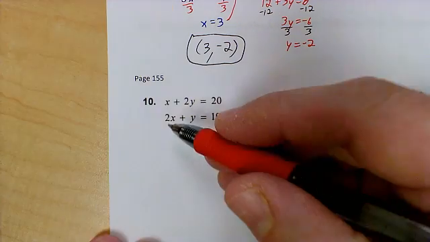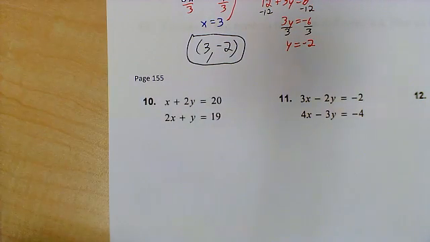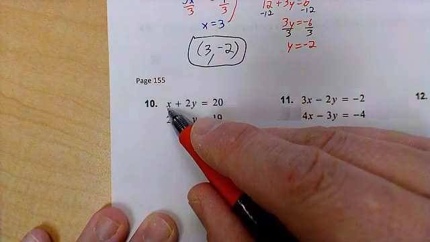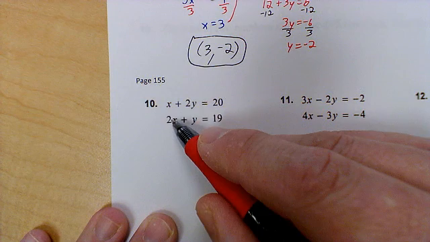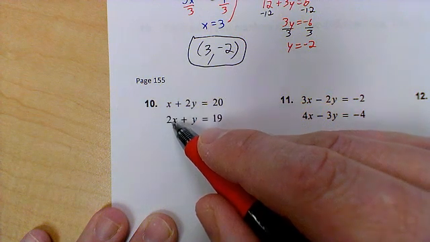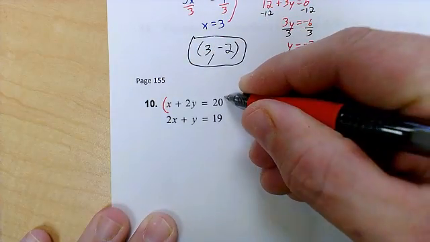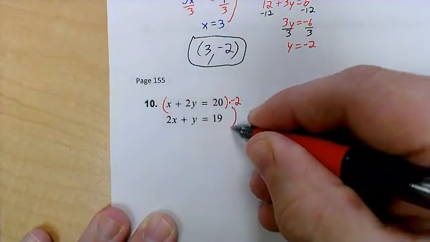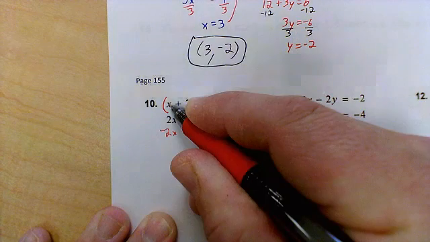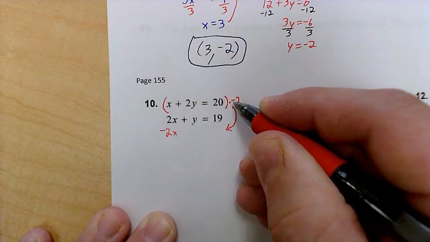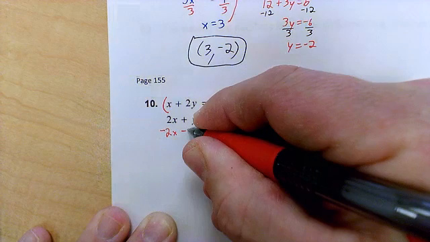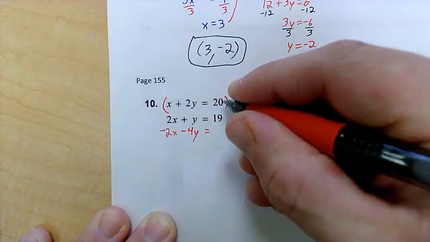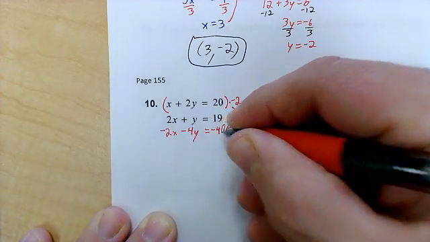I'm going to target the x values. That's just a personal preference here. I could have just as easily chosen the y values. If I'm going to get these x's to cancel, I'm going to need to take this 1x and make it a negative 2x in order for it to cancel. So what I'm going to do is take this entire first equation and multiply it by negative 2 and rewrite it down here as negative 2x, x times negative 2, 2y times negative 2 is minus 4y equals 20 times negative 2 is negative 40.